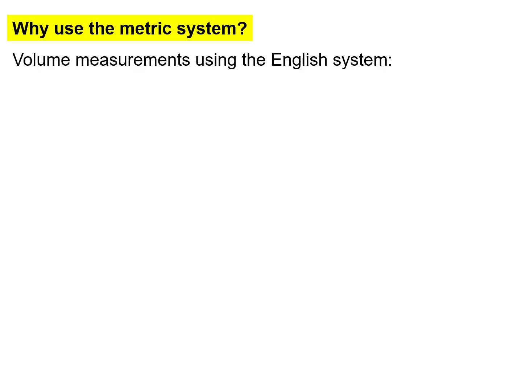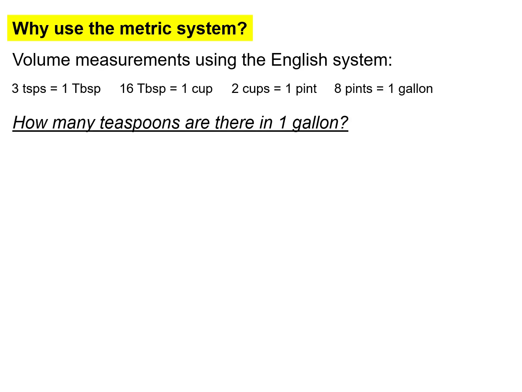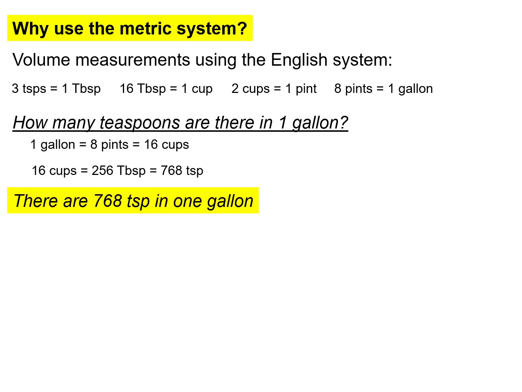So let's step back in time to using the imperial or the English system. If you've ever taken a foods class, you might know that 3 teaspoons are 1 tablespoon, 16 tablespoons are a cup, 2 cups are a pint, and 8 pints are a gallon. So if for some reason you wanted to know how many teaspoons there are in a gallon, you would have to do some math. You would say, all right, well, 1 gallon is 8 pints, which is 16 cups. 16 cups is 256 tablespoons, which means that there are 768 teaspoons in 1 gallon. So takeaway message there, you have to do math to figure this out. You got to do a bunch of conversions.